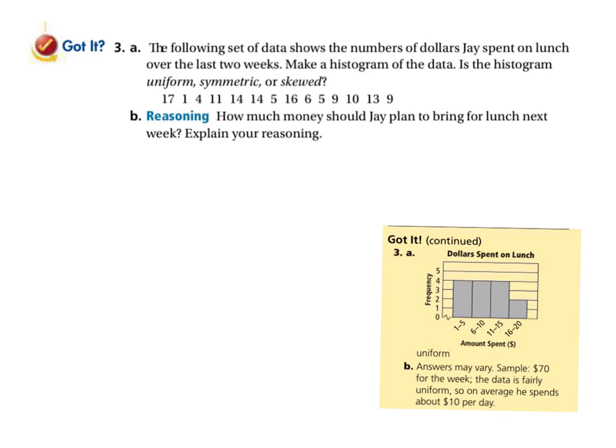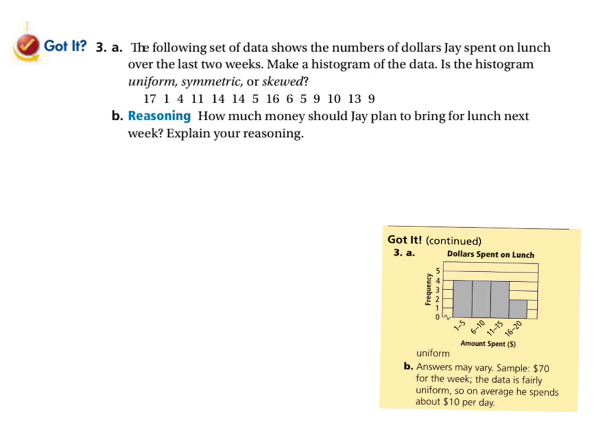Alrighty. So it says the following set of data shows the number of dollars Jay spent on lunch over the last 2 weeks. Make a histogram of the data. Is the histogram uniform, symmetric, or skewed? And now the thing is, it might depend on what intervals you decide to break it up into to determine how it really does look.